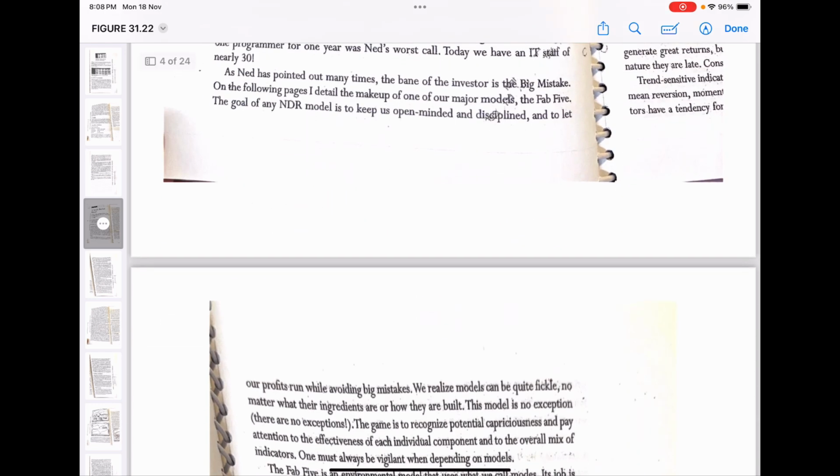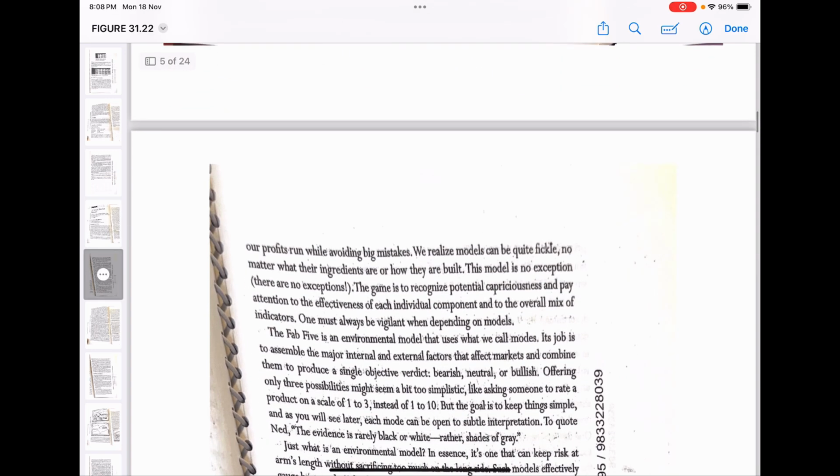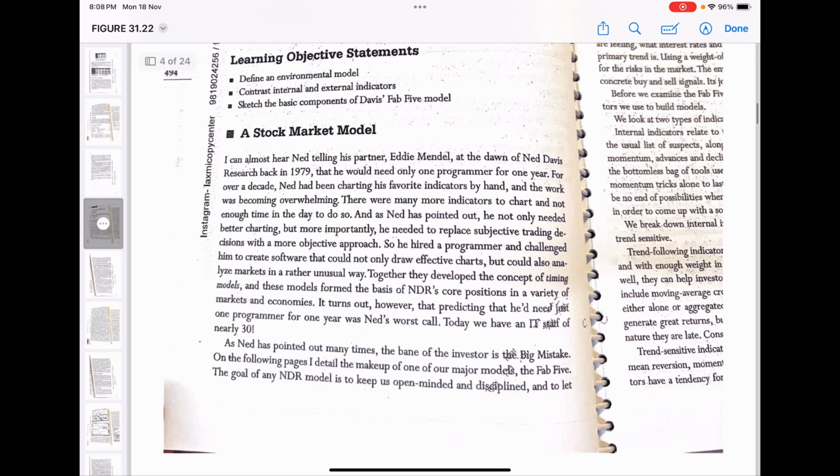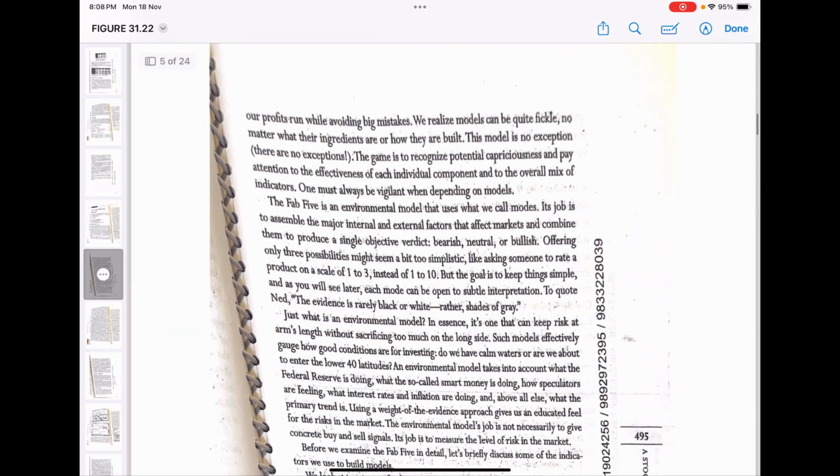As Ned has pointed out many times, the bane of the investor is the big mistake. On the following pages, I detail the makeup of one of our major models, the Fab 5. The goal of NDR model is to keep us open-minded and disciplined, and to let our profits run while avoiding big mistake. Okay, so whenever you're confused with what NDR is, it is basically Ned Davis research. Okay, that is what is the NDR approach.